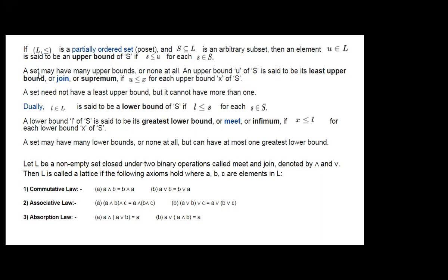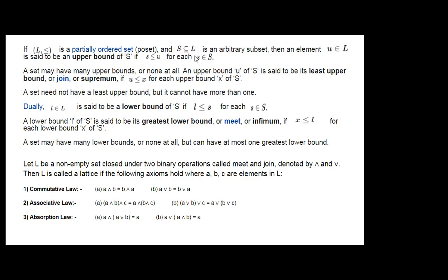Okay. What is the condition for that? A set may have many upper bounds or none at all. An upper bound U of S is said to be its least upper bound, or join, or supremum, if U is less than or equal to X for each upper bound X of S.